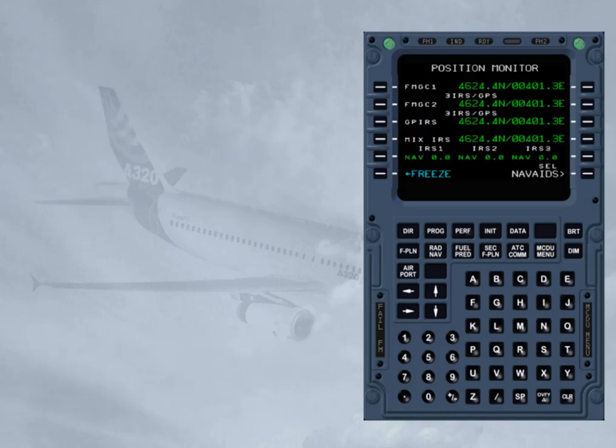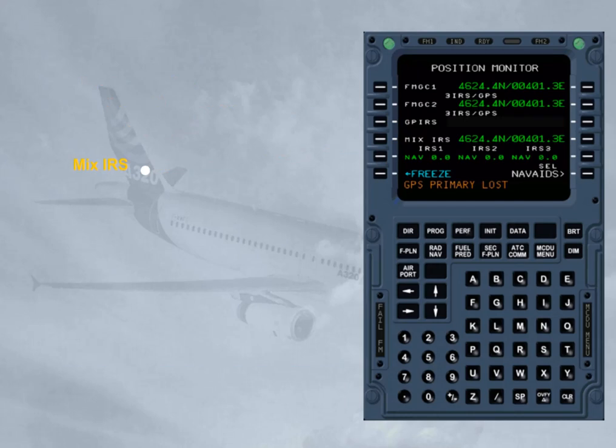Each FMGC computes a vector from its mix IRS position to the radio or GPS position. This vector is called bias. The bias is updated continuously if radio or GPS position is available.